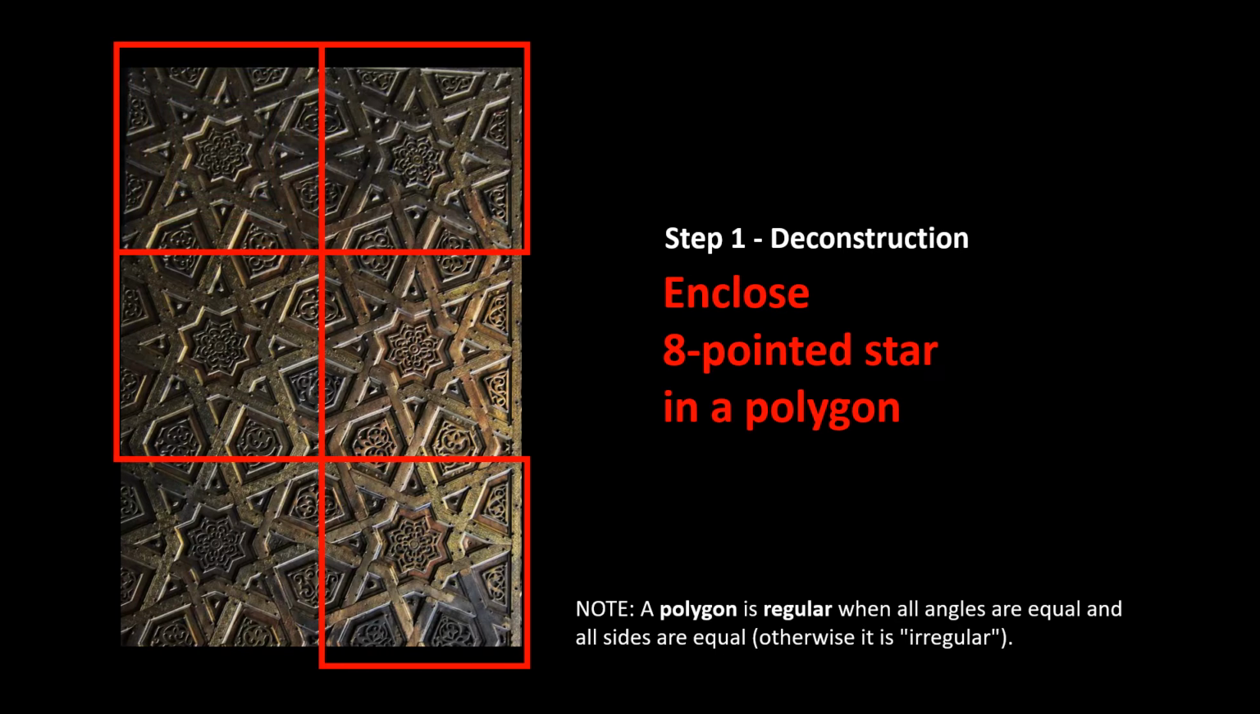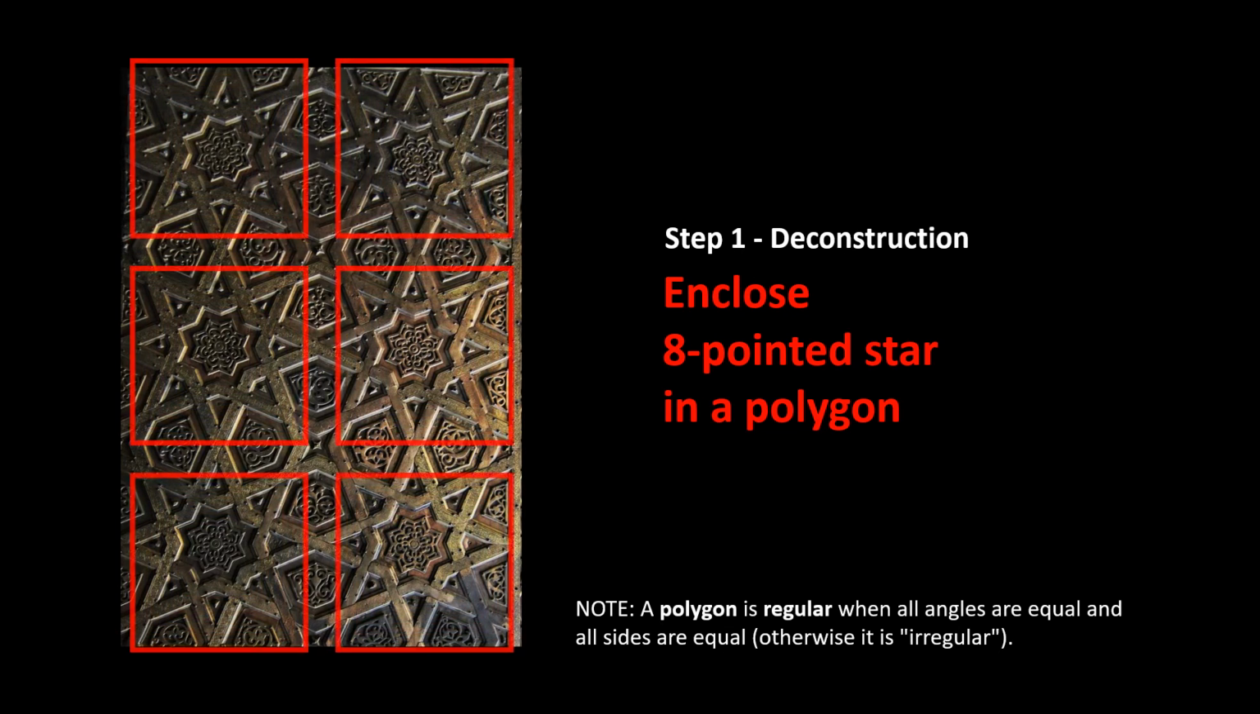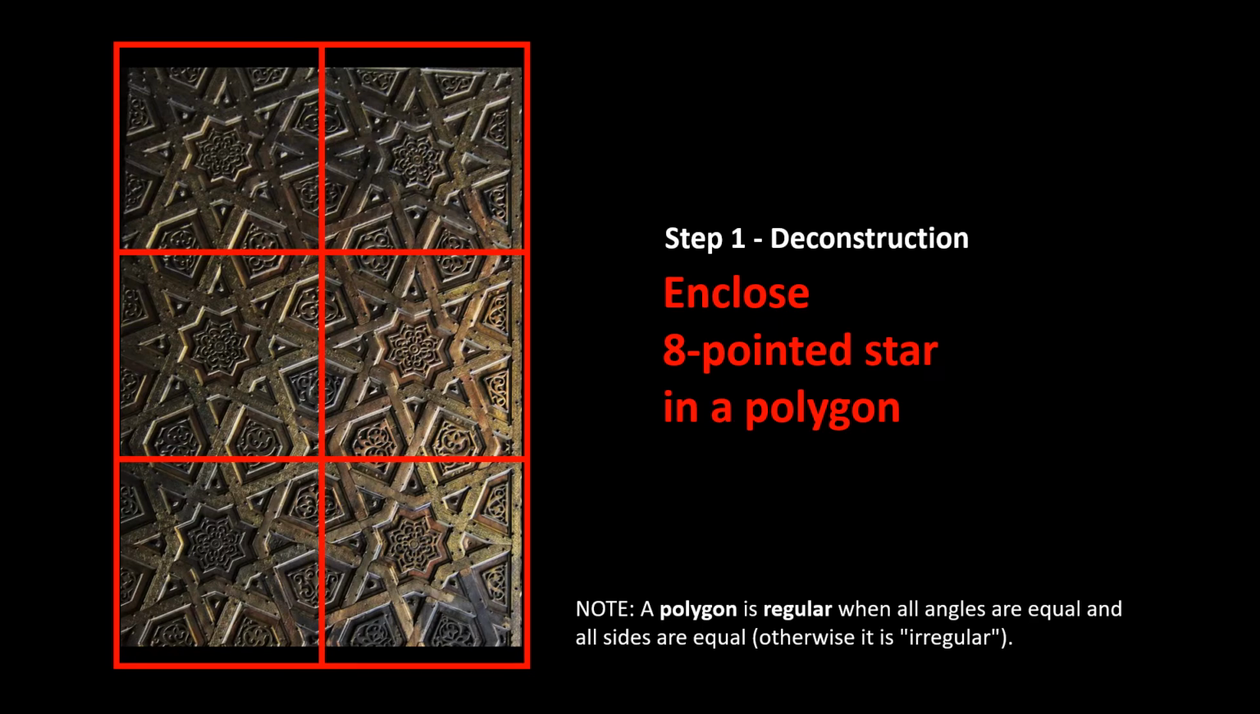If all the endpoints are not touching your polygon, possibly there is a smaller polygon within. In other words, we are trying to visualize a construction grid on which this design is created. This process will become easy gradually with patience and practice. Here a square seems to be enclosing the 8-pointed star.